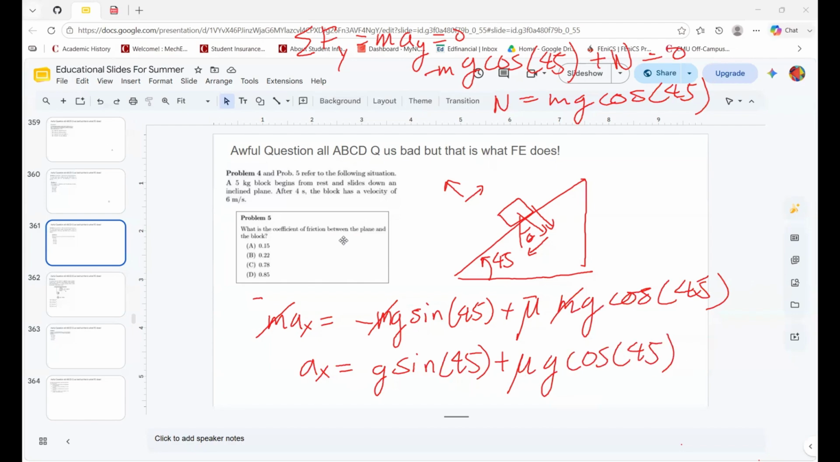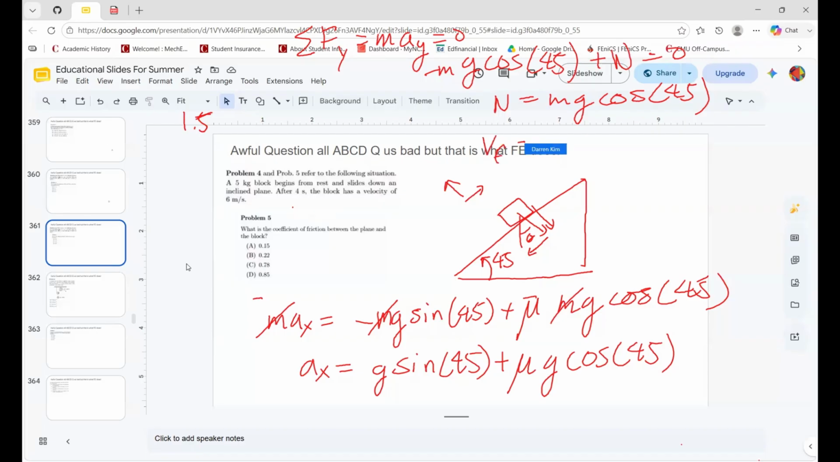Do we know ax? I think we found the acceleration last time, right? No, we didn't. After 4 seconds, the block has a velocity of 6. We're going to have to figure it out, unless we did figure it out earlier and I just forgot about it. Oh, I think we did actually. I think it was 1.5, and that was using the AT equation from the last question.